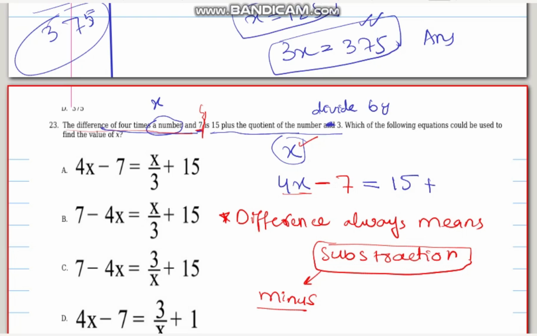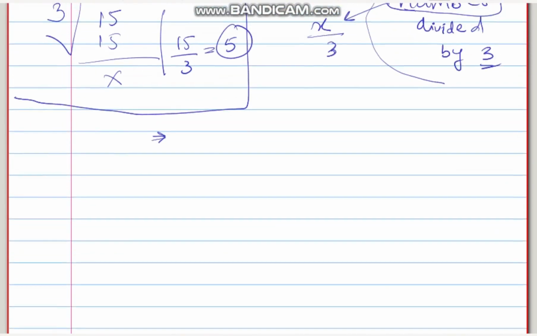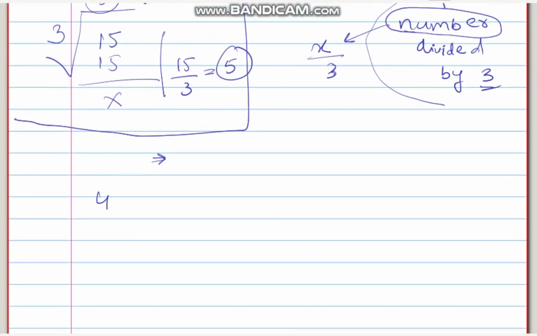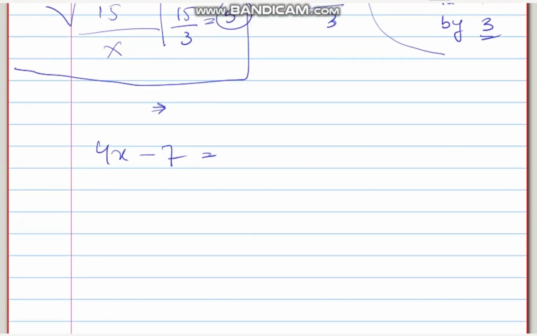Okay, so the equation will be, again I am writing the equation, 4x minus 7 will be equal to 15 plus the quotient. How can I write the quotient? I can write the quotient, this is basically the term quotient. Please don't be afraid of quotient. These are very simple things and we studied them.